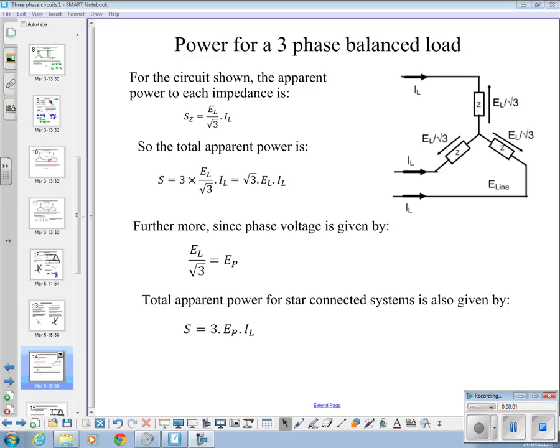Part 3. Power for a three-phase balanced load. For the circuit shown, we're looking at the complex power now, the apparent power, S. Even though it is shown as a resistor, it's marked as Z. The apparent power to each impedance has to be the line voltage over root 3, because that's the line voltage here. This is a phase voltage, so that load is seeing just a phase voltage, so it's EL over root 3 times the line current, because the line current and phase currents are the same.